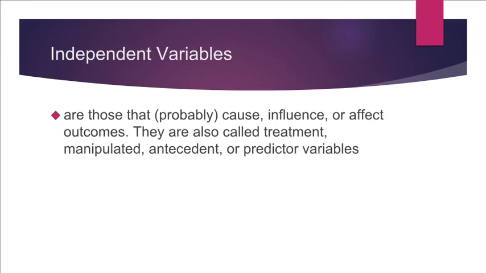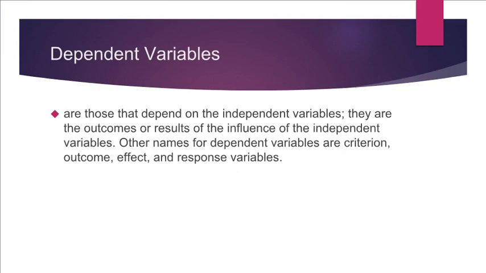Independent variables are those that, probably, cause, influence, or affect outcomes. They are also called treatment, manipulated, antecedent, or predictor variables. Dependent variables are those that depend on the independent variables. They are the outcomes or results of the influence of the independent variables. Other names for dependent variables are criterion, outcome, effect, and response variables.